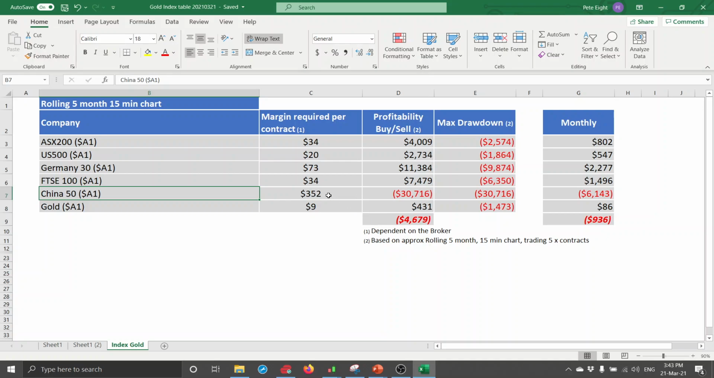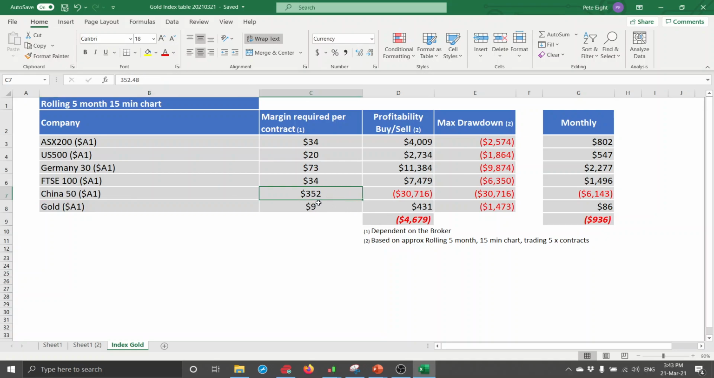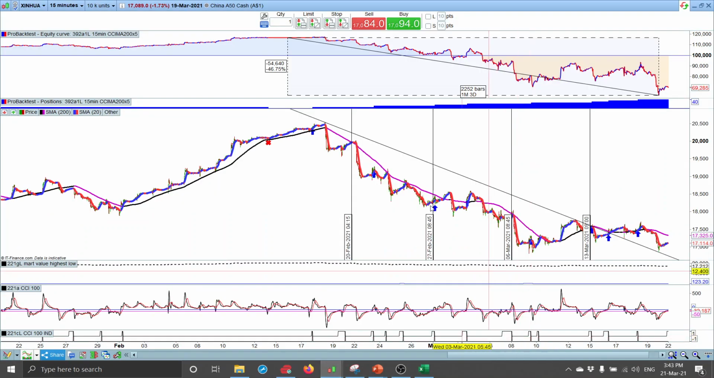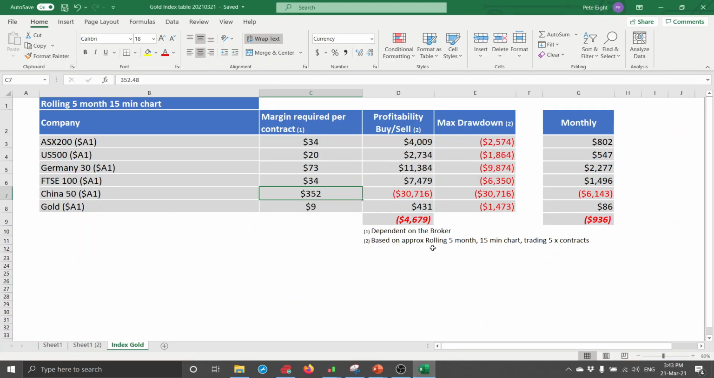But again, you can see there per contract, we need $352 per contract, and we're trading 5 contracts. And because it's doubled up a few times, we've entered 5 there, we had 10 there, 15 and so on, and we've currently got 40 positions open. And that also contributes to our profitability and our drawdown of profit.